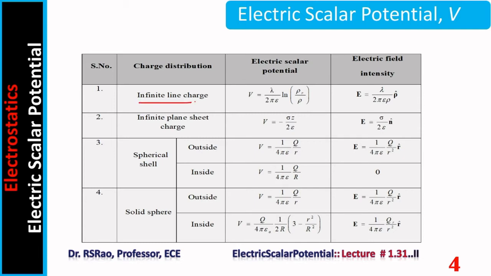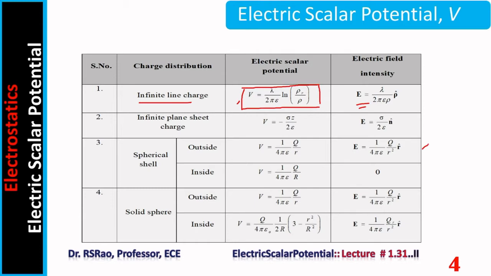For infinite line charge, V equals lambda by 2 pi epsilon natural logarithm rho r by rho. Note this expression is a relative potential, whereas all other expressions for potential are absolute potential expressions. For infinite line charge, a zero potential point exists nowhere, so you cannot have absolute potential, so relative potential is given. The corresponding field expression you can find in the next column. Similarly, for all other distributions we are going to consider, infinite plane sheet charge, spherical shell, solid sphere, outside, inside, the expressions are given for potential as well as field intensities.